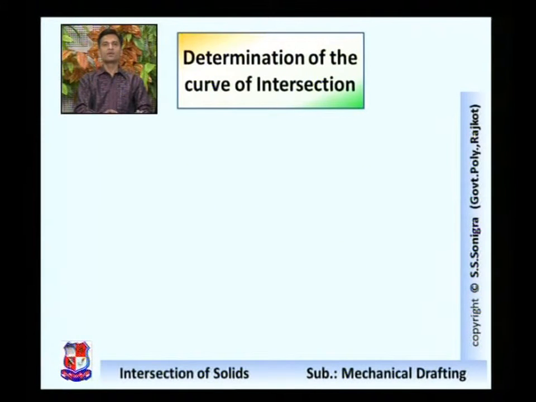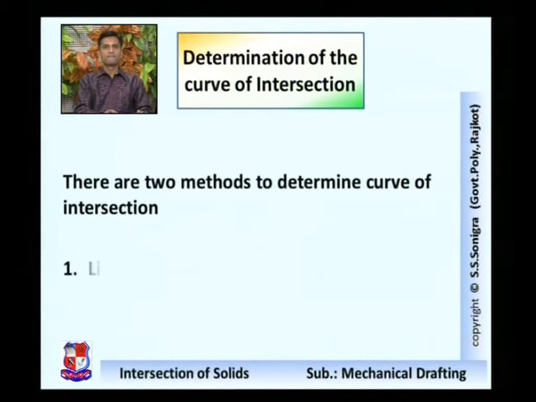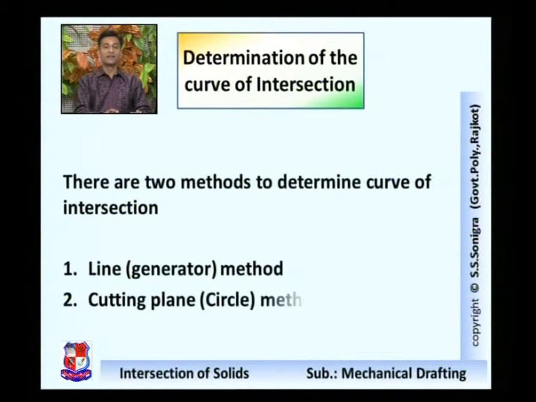Now, determination of curve of intersection. There are two methods to determine the curve of intersection that we will discuss today. The first method is the line method, or it is also called the generator method. And the second method is the cutting plane method or circle method.